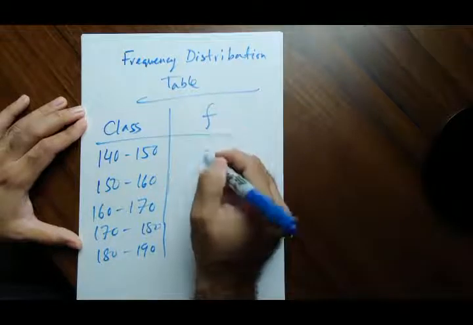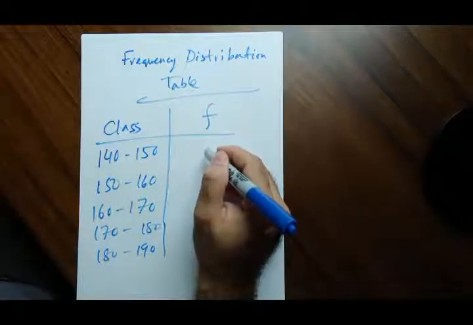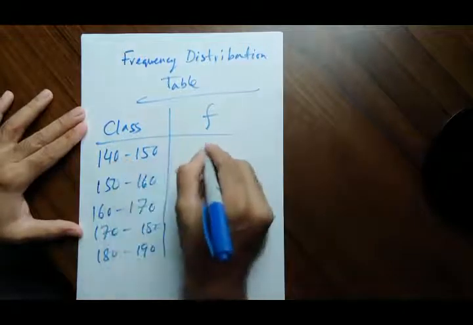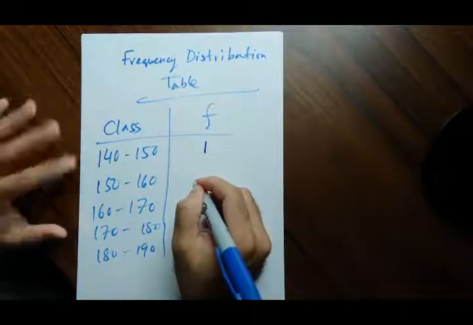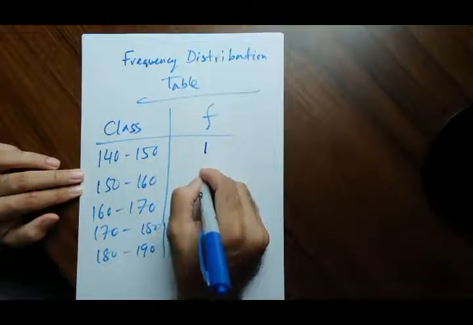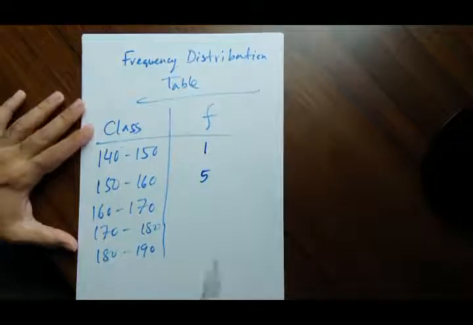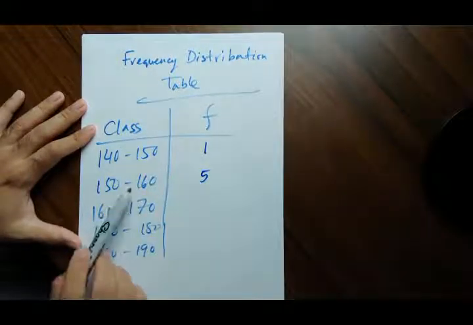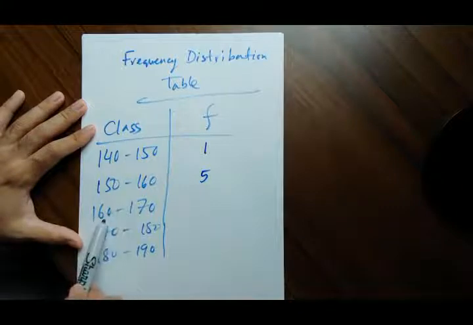Now we have to count how many frequencies are there. So it's just a counting process. So I'm just counting between 140 and 150, I have one value. Between 150 and 160, I have 1, 2, 3, 4, 5 numbers. Now here is a question. If there is a 160 in the data set, where should I put it? In here or in here?